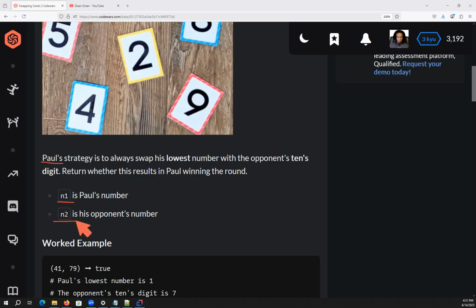The inputs to this function are going to be two-digit integers. First two-digit integer is going to be N1. Second two-digit integer is going to be N2. And we're going to be playing as Paul and doing his strategy, fulfilling his stuff, whatever that means.